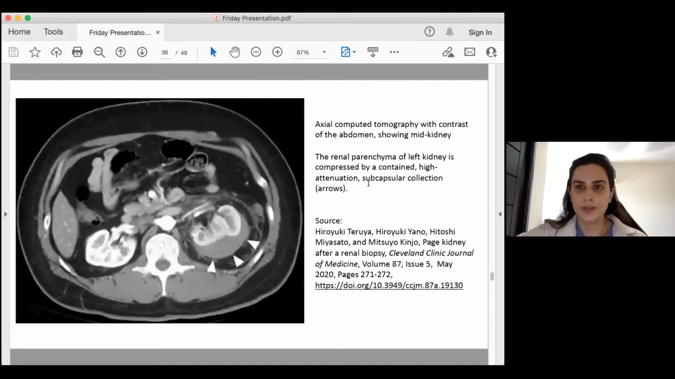In this axial computed tomography with contrast of the abdomen, which shows the mid-kidney, the renal parenchyma of the left kidney is compressed by a high attenuation subcapsular collection. The reason I like this is because you can really see how the kidney is being pushed medially and anteriorly by this collection, which seems homogeneous in nature. So it's some sort of fluid that is causing this compression, displacing the kidney as compared to the healthy kidney on the opposing side. We can also see that the compression is causing it to not be so attenuated, meaning that likely the capillaries are being compressed, as compared to here, where the contrast material is able to flow freely.